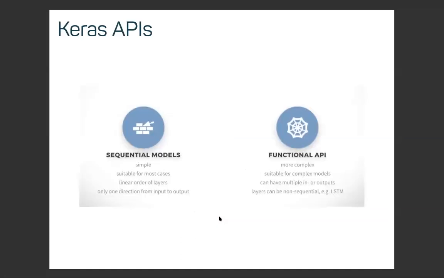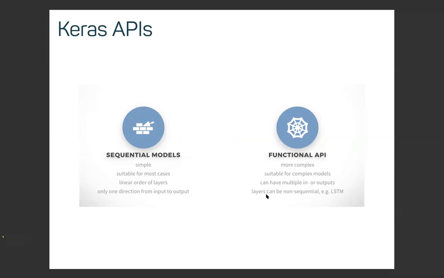If you want to build models with Keras, the first decision you will have to make is whether to use the sequential model or the functional API. These are the two basic modes of Keras for defining a neural network. The sequential models are the simplest way to define a neural network, and they are suitable for most cases, but they require that your neural network consists of a linear order of layers. So you are restricted to one input and one output, and the information flow has to go in a linear fashion from input to output through all the layers.